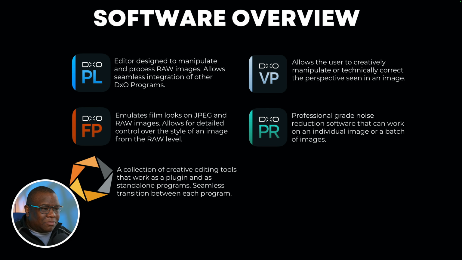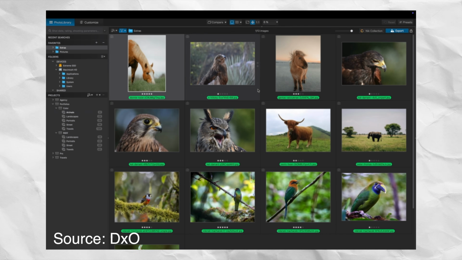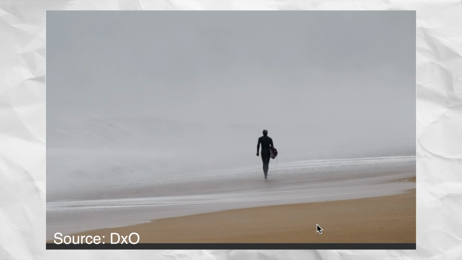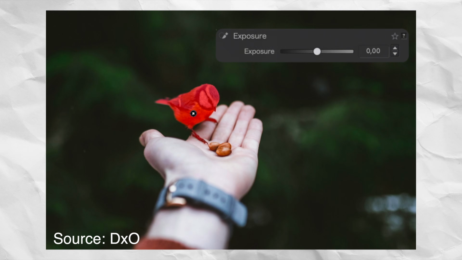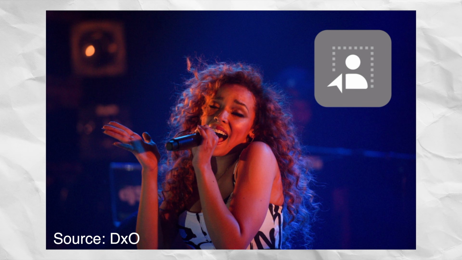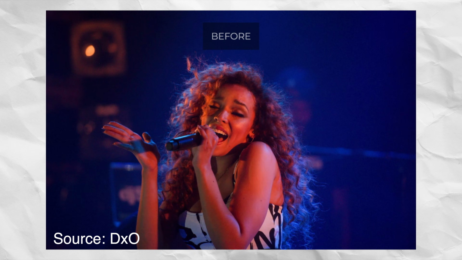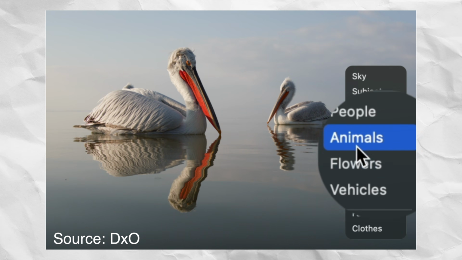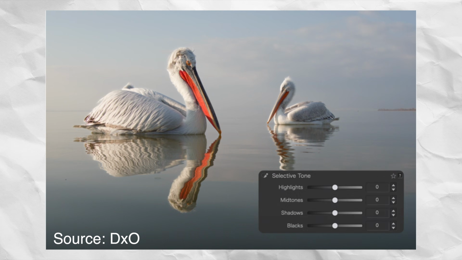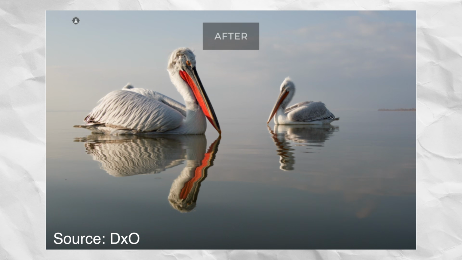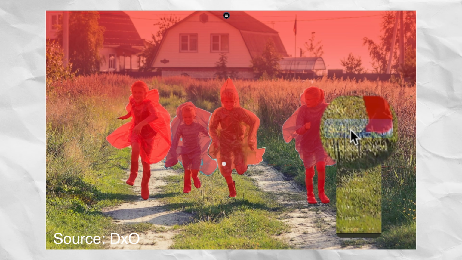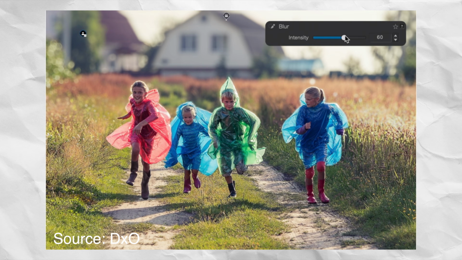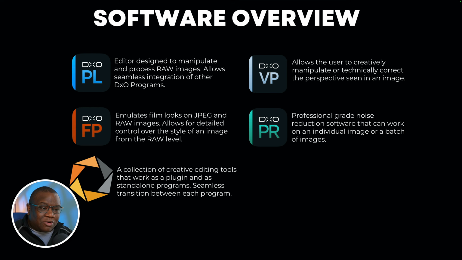Starting off in the top left, we have DxO PhotoLab, and this is a RAW processor very similar to what you would get with Lightroom. In the latest version of DxO PhotoLab, they've included AI masking that's very similar and comparable to what you would see inside of Lightroom. So if you're looking for a Lightroom alternative in regards to raw processing, as well as masking capability, as well as the ability to organize your images, then DxO PhotoLab is probably the software you're looking for.